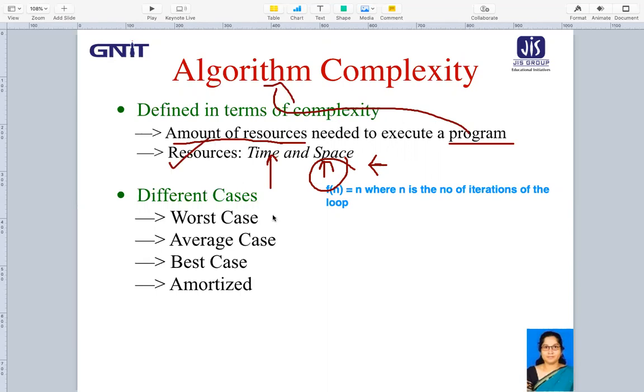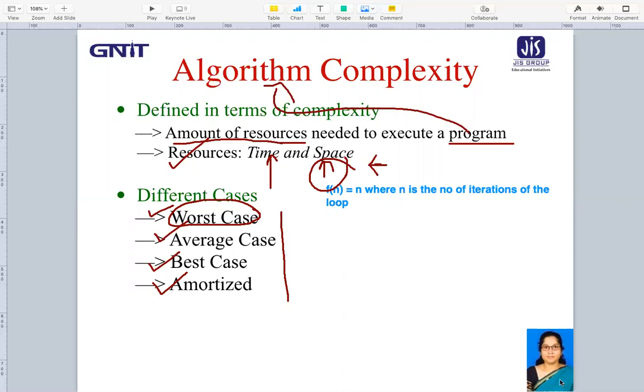Now, when we are talking about the complexity, there can be four different cases. The first one is the worst case, the second one is the average case, the third one is the best case, and the fourth one is the amortized case. In subsequent classes, we will see that we are concerned more about the worst case complexity, and the average case, best case, and amortized are not much considered.